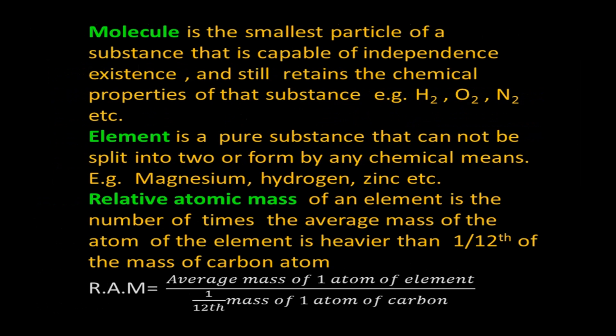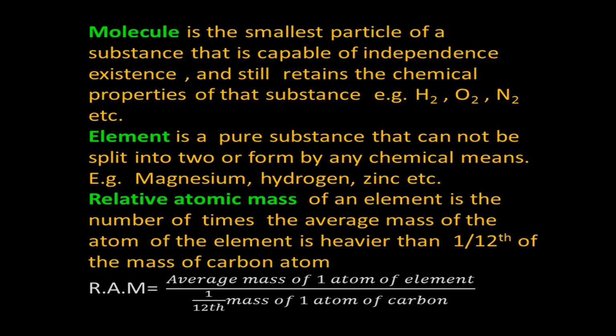Molecule is the smallest particle of a substance that is capable of independent existence and still retain the chemical property of that substance. Examples of a molecule are hydrogen gas, oxygen gas, and nitrogen gas. What is an element? Element is a pure substance that cannot be split into two or more forms by any chemical means. Example: magnesium, hydrogen, zinc, etc.